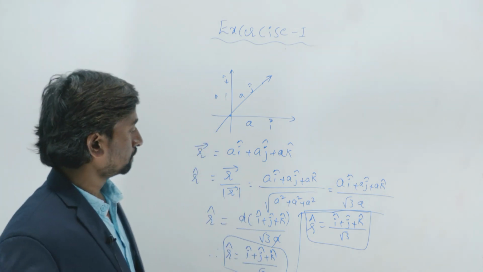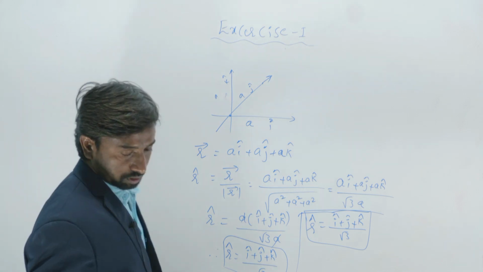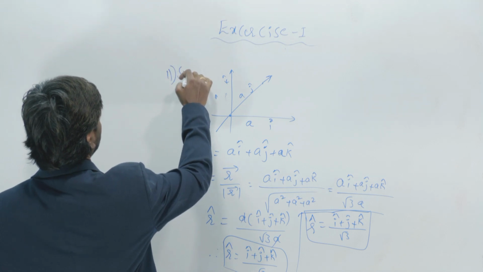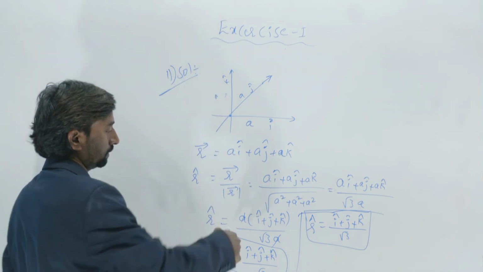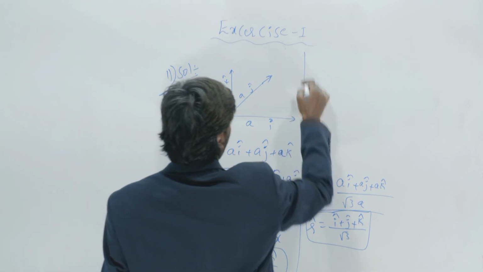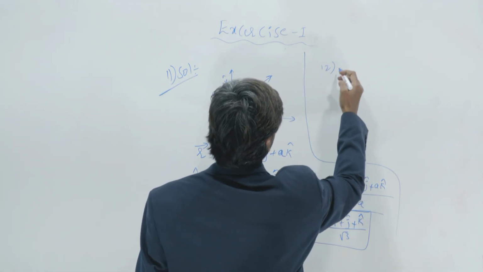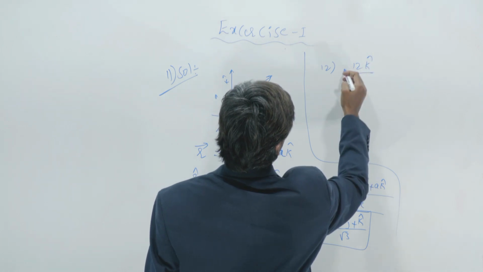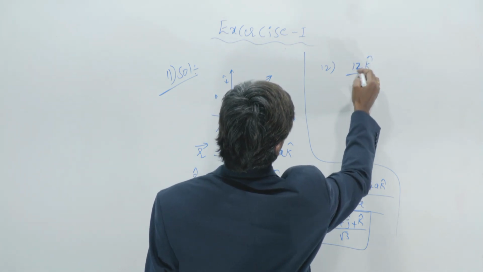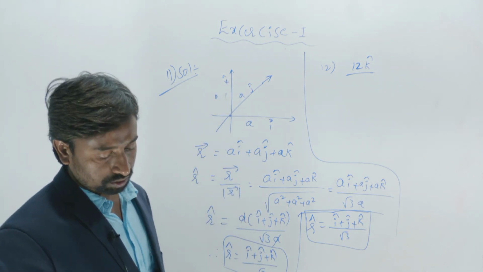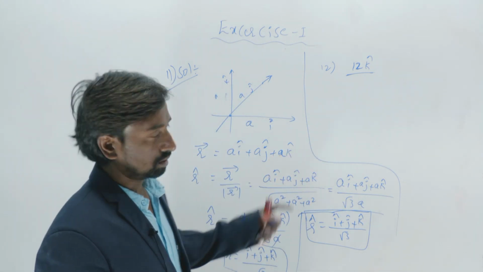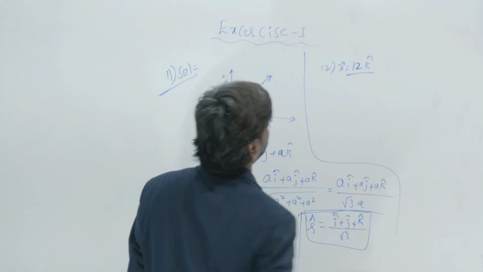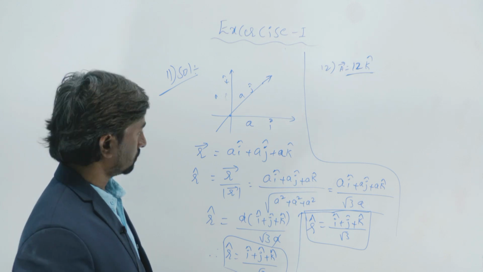13th one we'll see here. So this is the 11th solution, and the 12th one is here: 12 k cap. So along the z axis they are saying, no? If a vector is 12 units along the z axis, then we can write a bar is equal to 12 k cap.